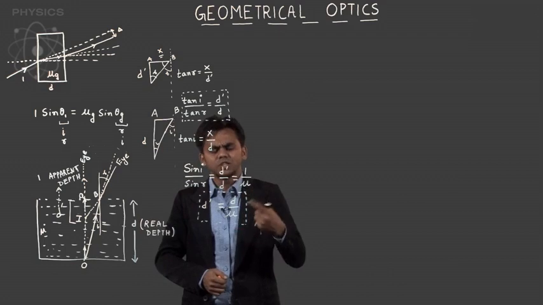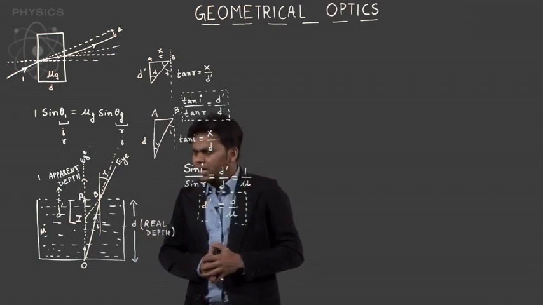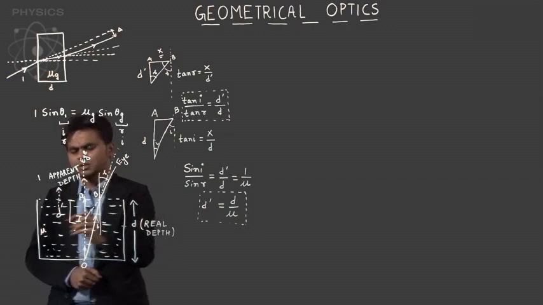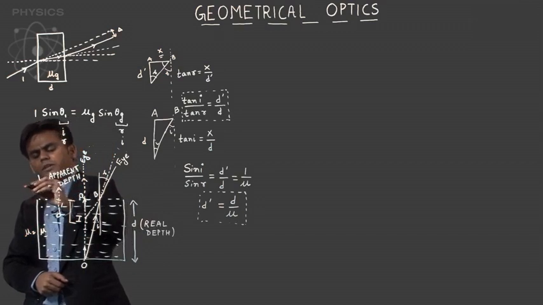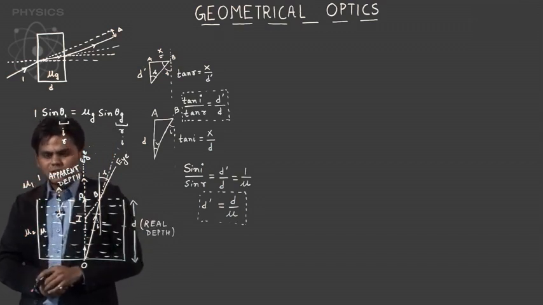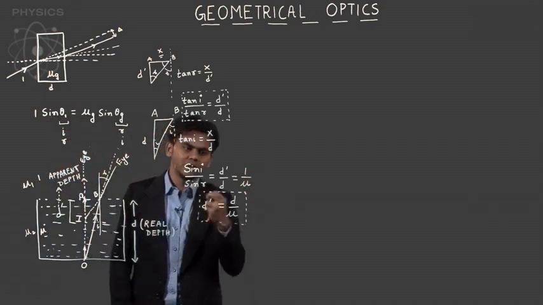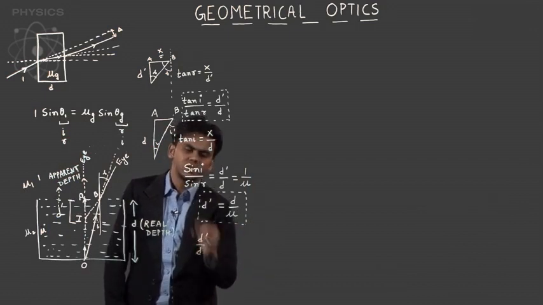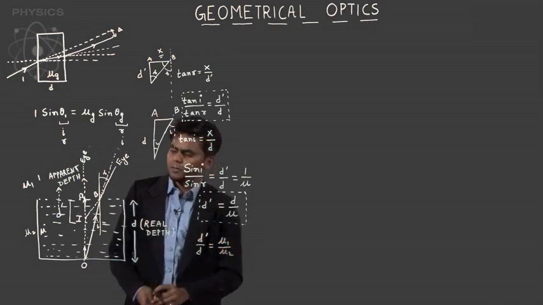Now there's a slight modification over here. This concept could be made slightly more complicated. If rather than giving you vacuum and a medium, I say this is of refractive index some mu 2 and this is of refractive index some mu 1, then what will happen? So don't worry, in place of 1 upon mu, I'll simply write d dash upon d, which is sine i upon sine r, is equal to mu 1 upon mu 2, because this is my second medium.